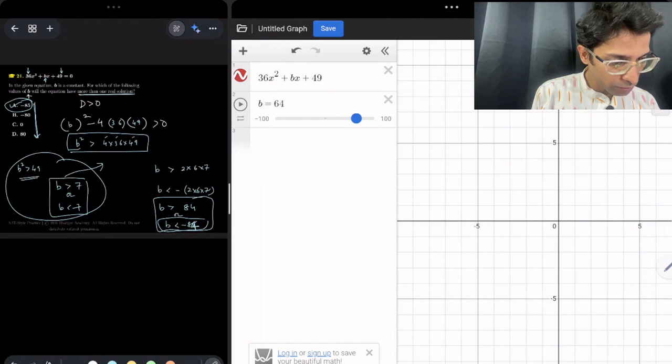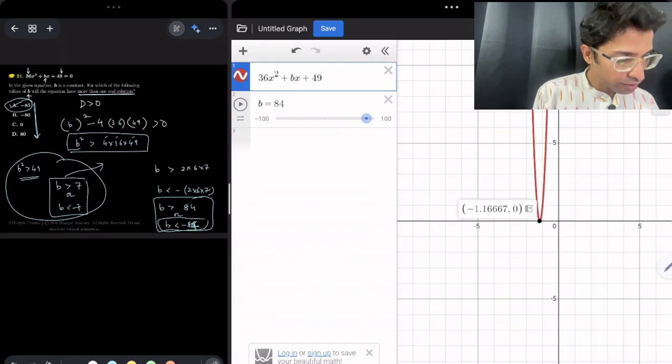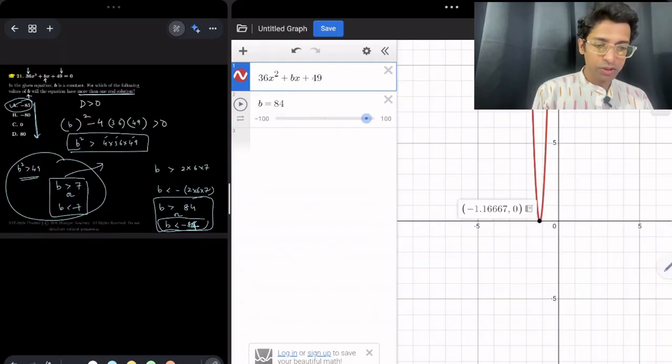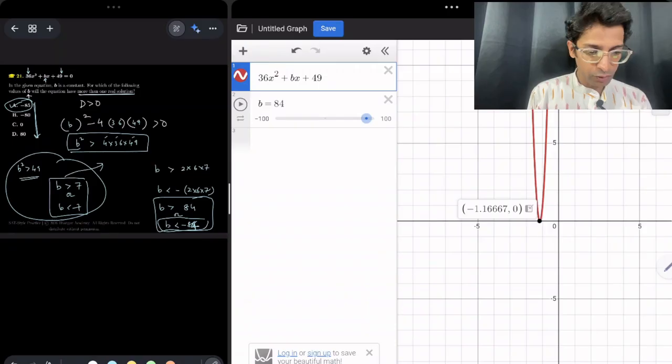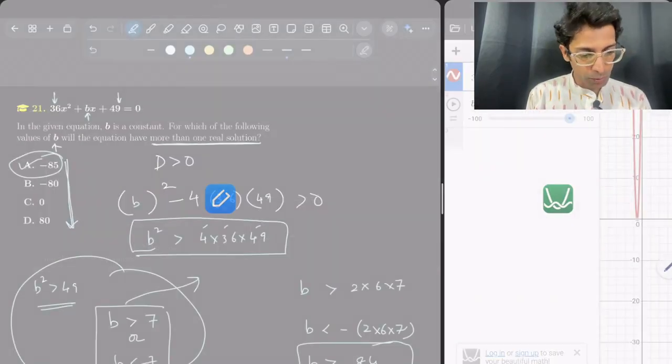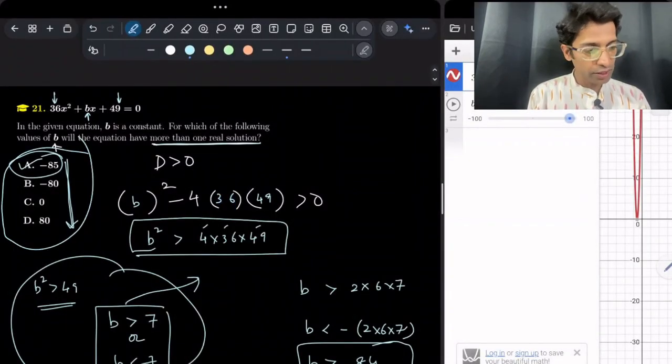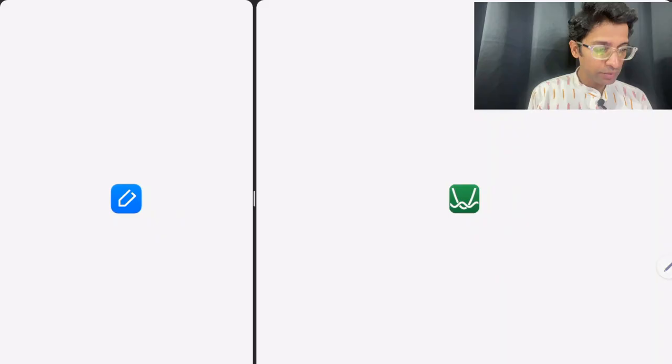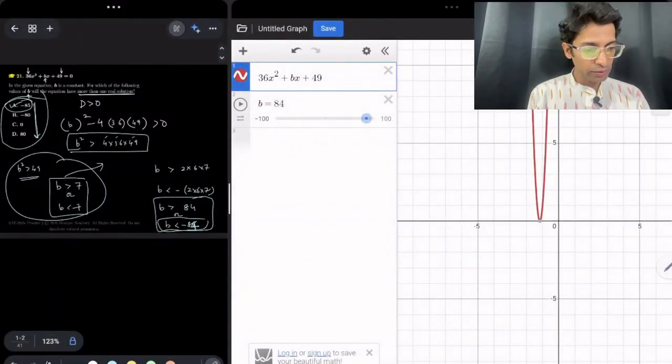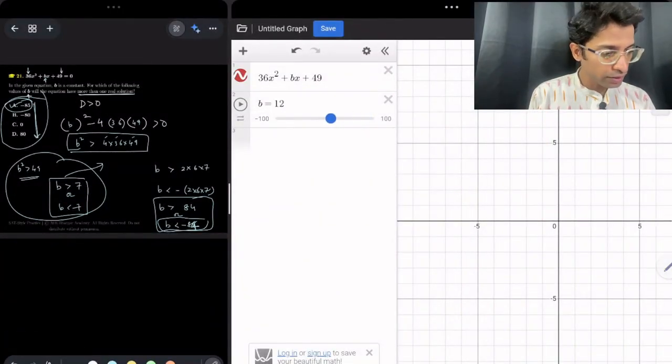Imagine doing this problem using only Desmos. So at exactly b equal to 84, it is touching the x-axis. If the question was to find for only one solution, then b equal to 84 would be the answer. But he is asking you to find for more than one real solution, so it should be greater than 84. But here, if you see, there are no options which are greater than 84. So we should not panic. Go for the negative side of b and check where this is happening again.